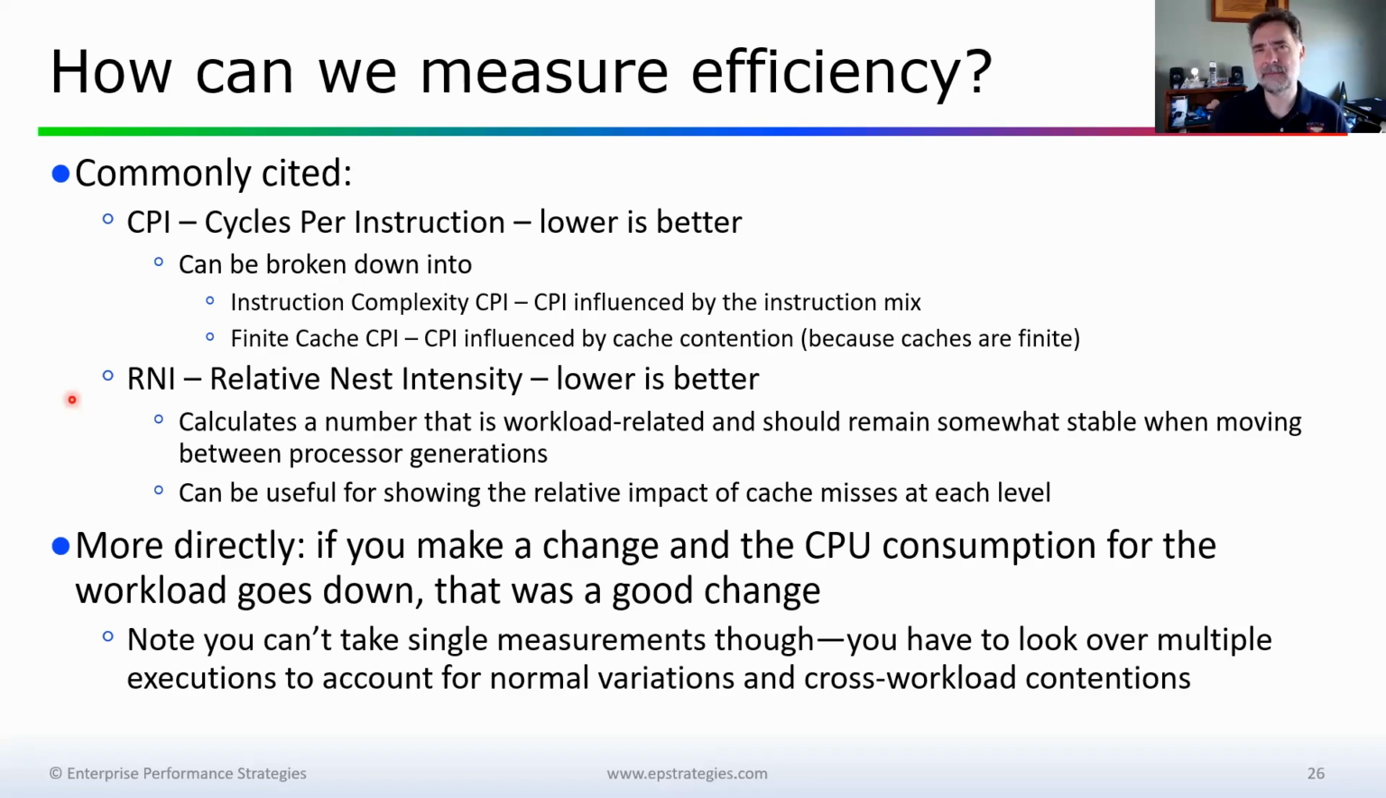So we look at it, but I personally prefer to look at CPI because I think it's a little more direct. And the most direct answer, though, of course, is if you make a change and you look at the CPU consumption for the workload, well, if the CPU consumption goes down, that was a good change, right? That's really what you're looking for at the end of the day. Now, this is actually difficult to do on most systems because there's a lot of workload variation from day to day, moment to moment, right? So you have to take a look over multiple executions to account for the normal variations and the cross workload and cross LPAR contentions and all that sort of stuff. So in many cases, trying to measure that difference is relatively difficult because we're usually talking about relatively small differences.